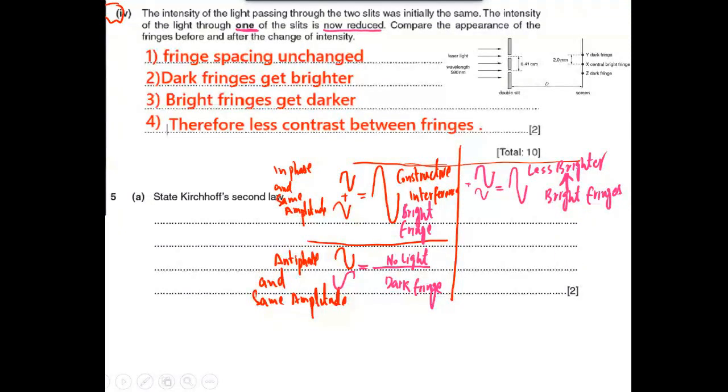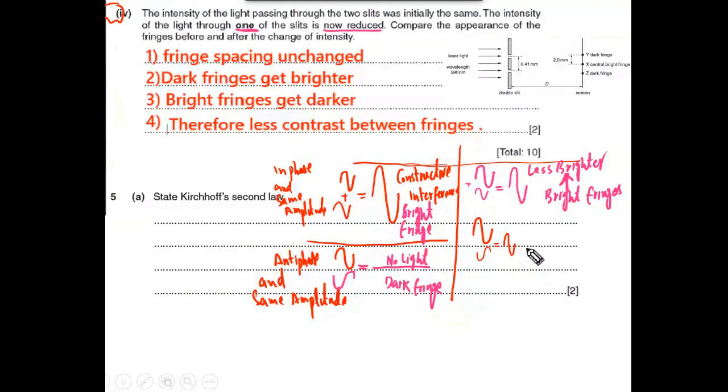The second case is what is happening to the dark fringes. Again, we have one side with the same amplitude as the previous one, but the second one has less amplitude, the smaller one. Now in this case, what will happen? They will not cancel 100%. So I will just write down, you will get some light here. So you will get this much light.